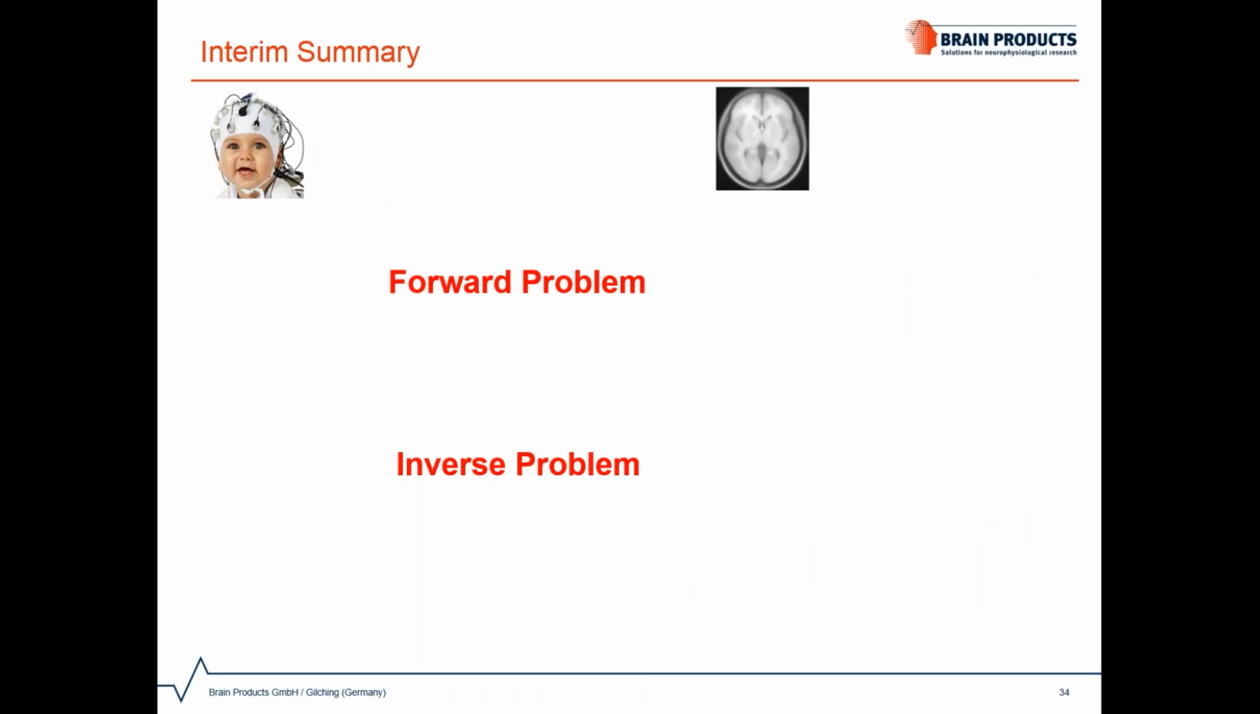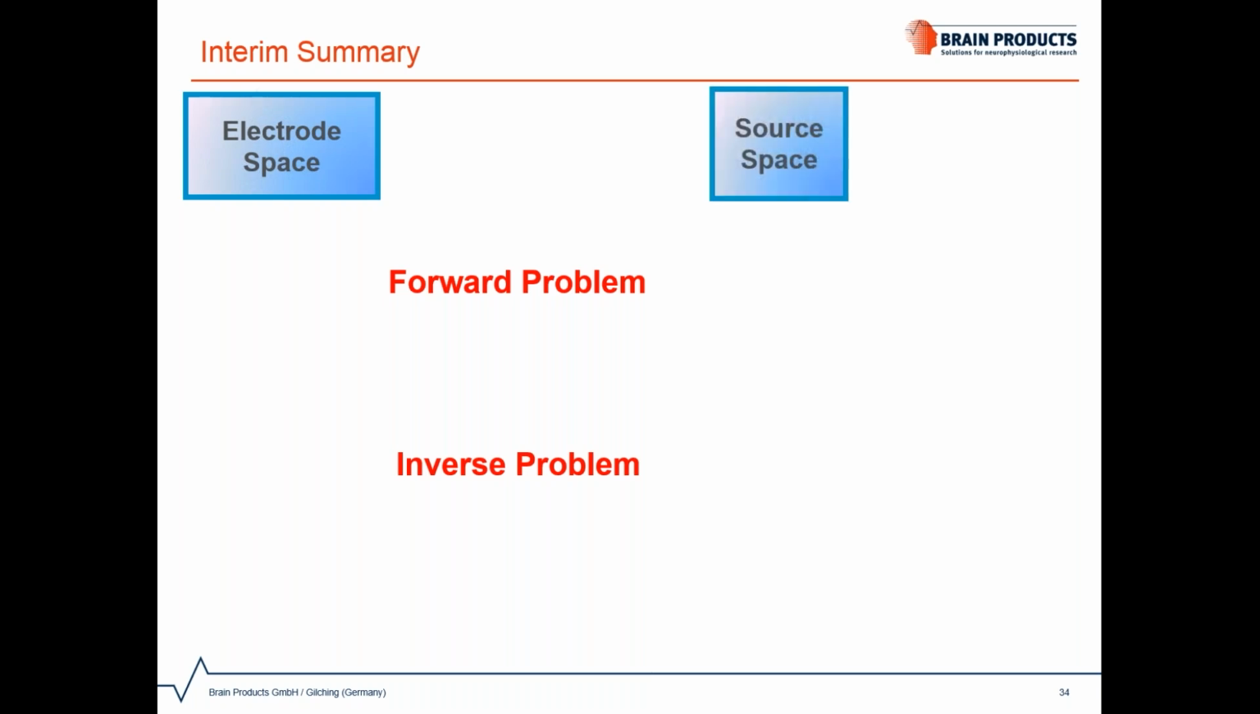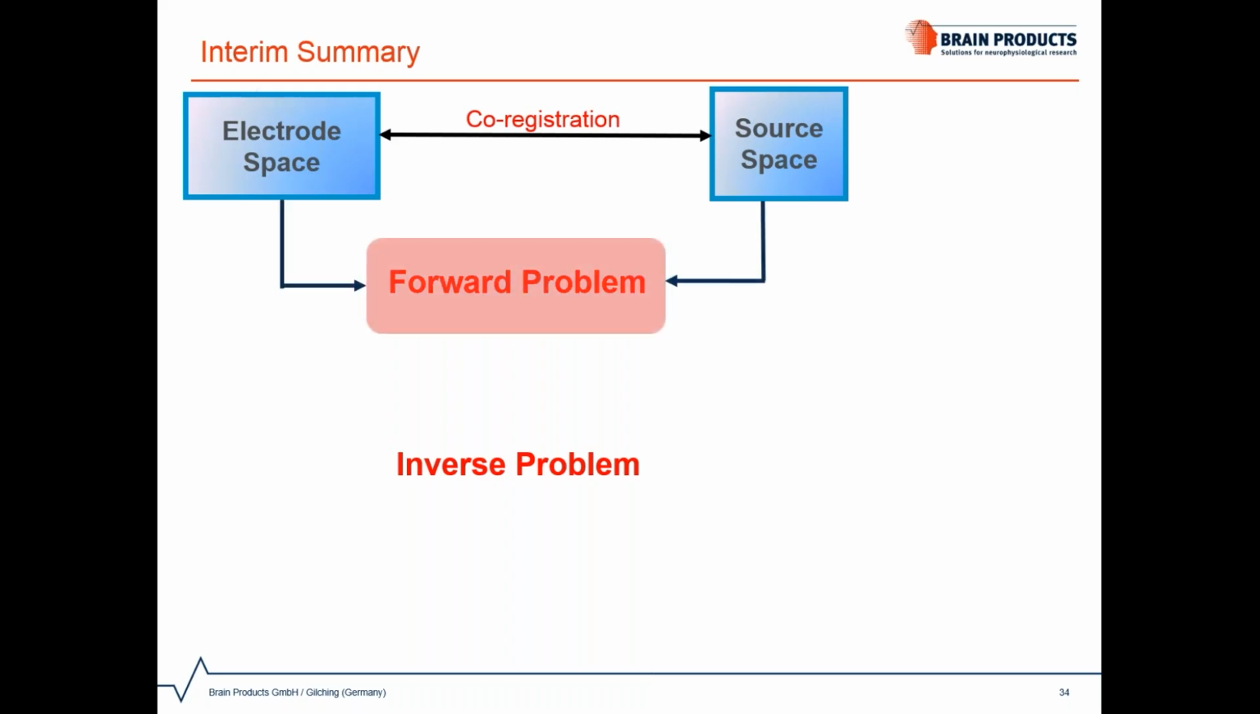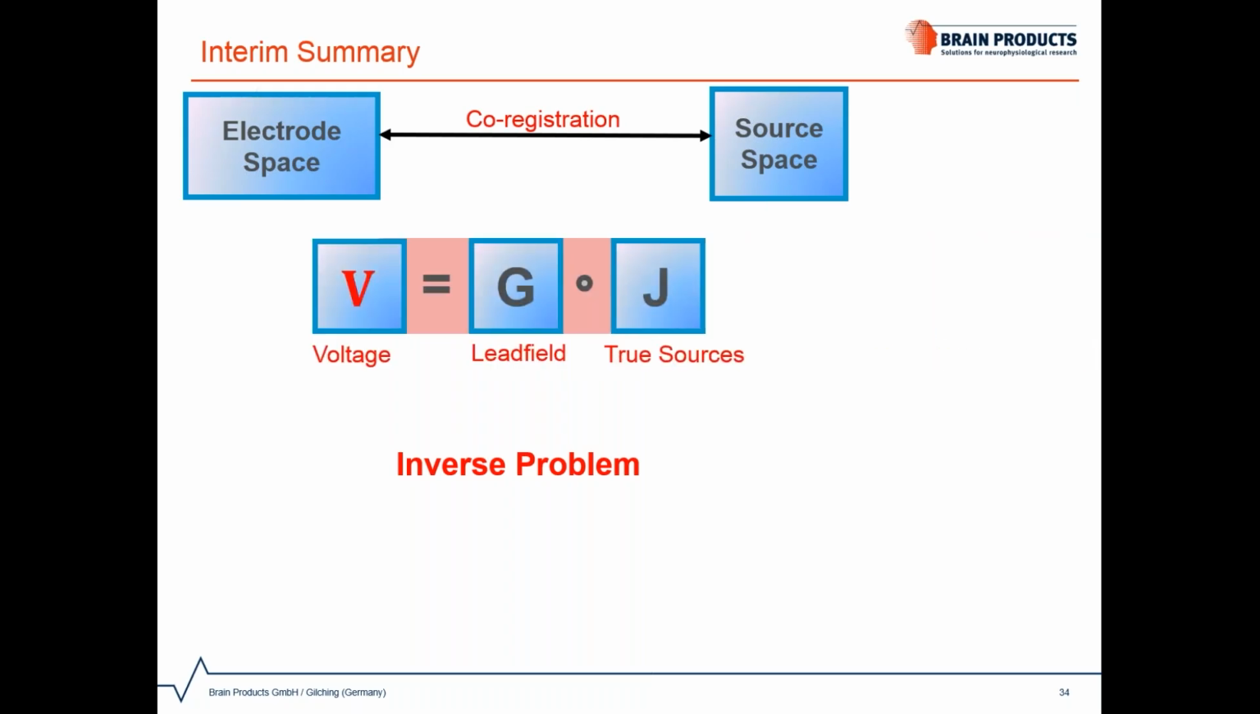Okay, I will now summarize briefly the whole story of source analysis. We have two domains. One is the electrode space, where we have the voltage measurements, and the other domain is the source space, where the neuronal current sources are confined inside the brain. These two domains must be co-registered so that both will be in the same coordinate system. The forward problem takes information about the electrode positions from the electrode space, and it also takes information about the source parameters from the source space, along with the volume conductor geometry, which is stored in the lead field matrix G.